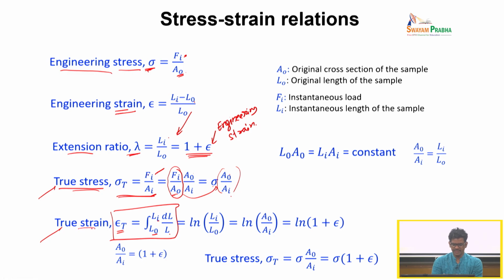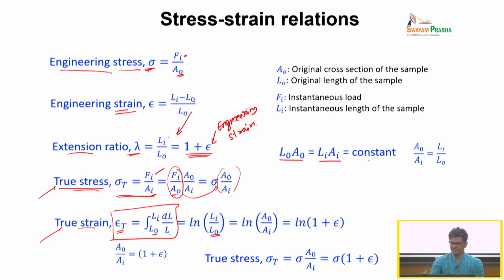Similarly, for true strain, the definition is the integral from L naught to Li of dl by L, which gives you ln of L. When you put in the limits, you get ln of Li by L naught. Now you can also write this ratio a little differently. During this transformation, L is changing, A is changing, but the volume remains the same. So the volume of the material has to be constant, which means L naught A naught should be equal to Li Ai. So you can show that A naught to Ai is equal to Li by L naught. This comes simply from volume conservation.